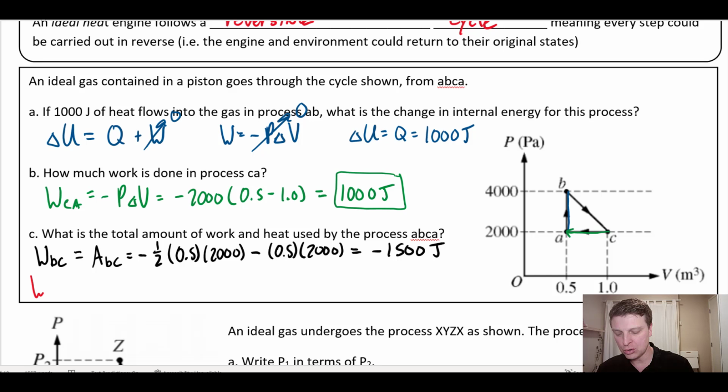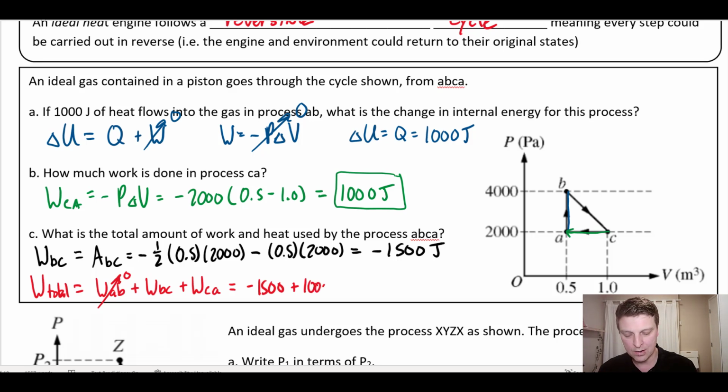So if we want to think about the total work done, I'm just going to think about the work done in each step along the way. So that would be the work done in step AB plus the work done in step BC plus the work done in step CA, and that brings me back together. If I have all these little steps and each one of them has a certain amount of work, I can find the total by adding them all up. Well, the work done in AB, we already saw that that is 0. And so the work done in BC is negative 1,500 plus the work done in CA, which we found was 1,000. And so at the end of the day, the total work done is negative 500 joules.